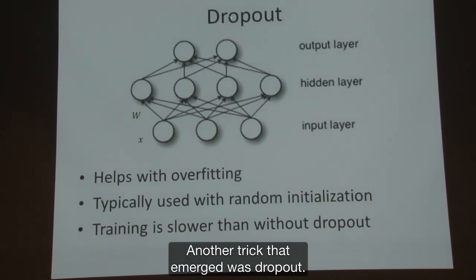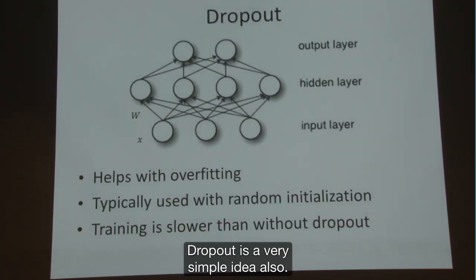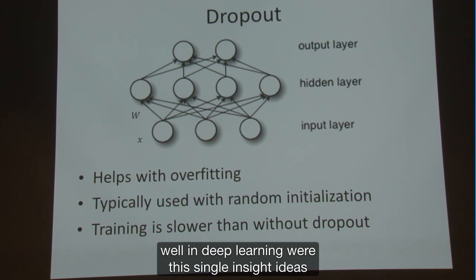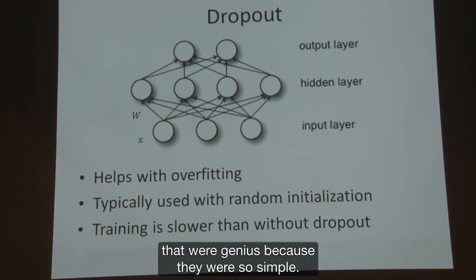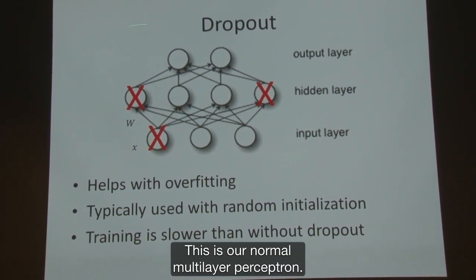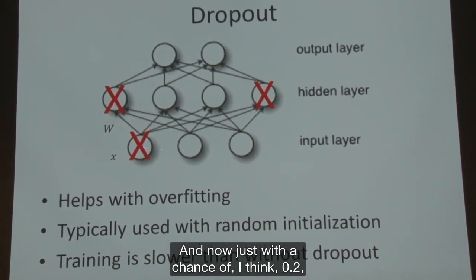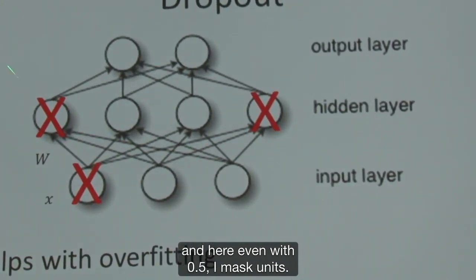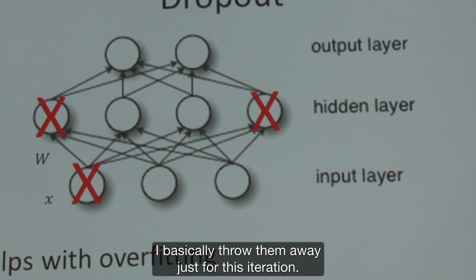Another trick that emerged was dropout. Dropout is a very simple idea also. As I said, a lot of things that worked really well in deep learning were these single insight ideas that were genius because they were so simple. So what Hinton does is he randomly masks out units. This is our normal multi-layer perceptron. And now, just with a chance of, I think, 0.2, and here even with 0.5, I mask units. I basically throw them away just for this iteration.